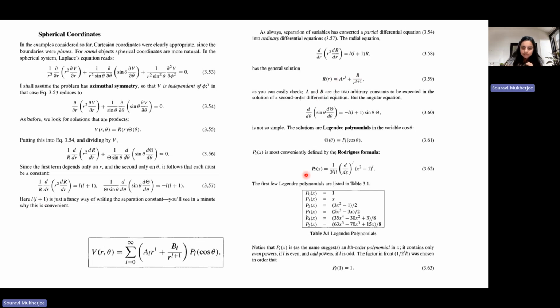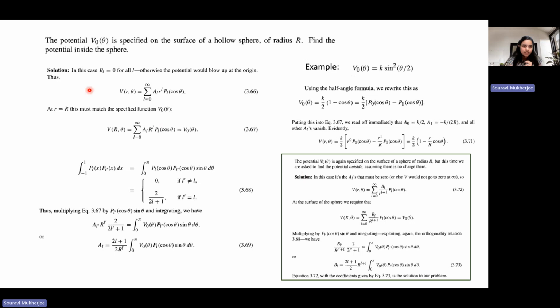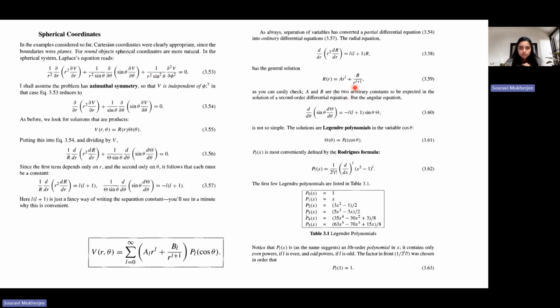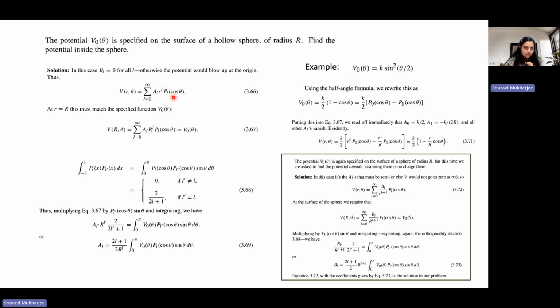Suppose you are given a question where you want to find the potential inside a sphere. Inside a sphere, your r value can go to zero, and if r goes to zero, this term will blow up. So for finding the potential inside a sphere, your radial part should have the form of r to the power l. The general form of the potential will look like this. Then you go ahead using the boundary conditions and the Fourier trick to find the coefficients, similar to what we had done before.